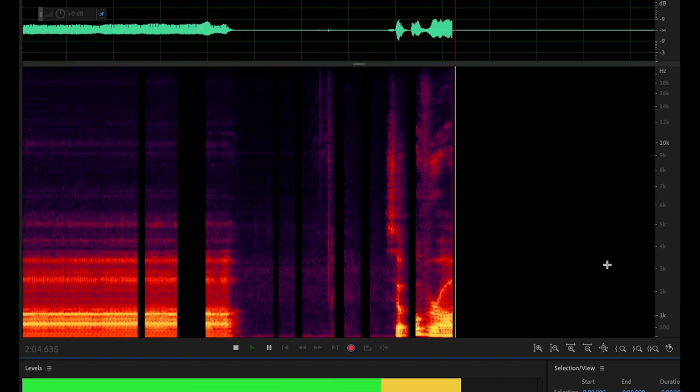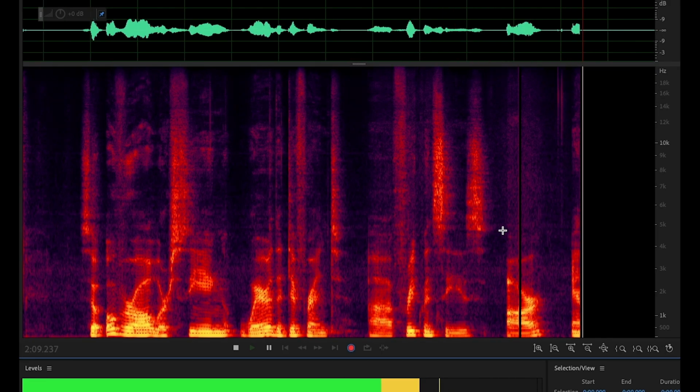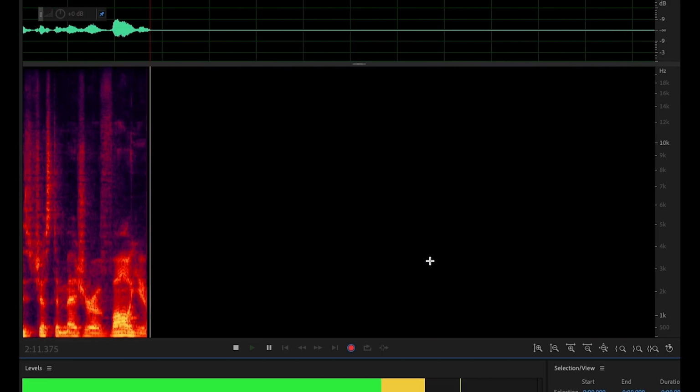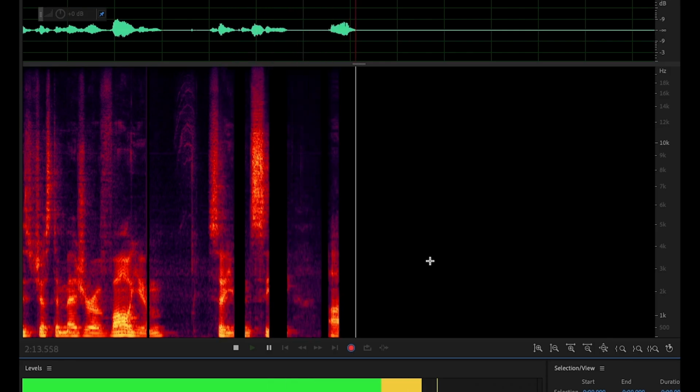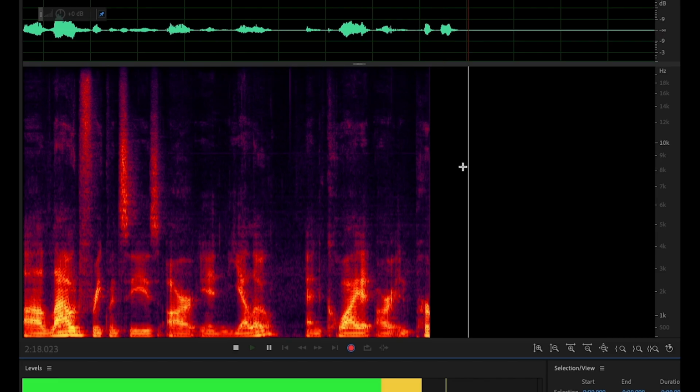So overall, we're seeing where the different frequencies are, and the color is just a measure of volume. Loud frequencies are in yellow and quiet are in purple.